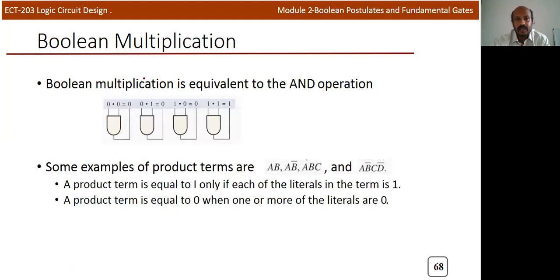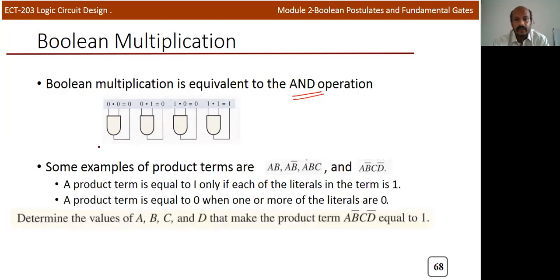Now we'll discuss Boolean multiplication. Boolean multiplication is the AND operation. Here you can see the AND expression; this concept was already explained in previous lectures. This is the truth table of the AND gate. If it is 0 0, the output will be 0; 0 1, output 0; 1 0, output 0; and if it is 1 1, output will be 1. This is the AND gate operation.